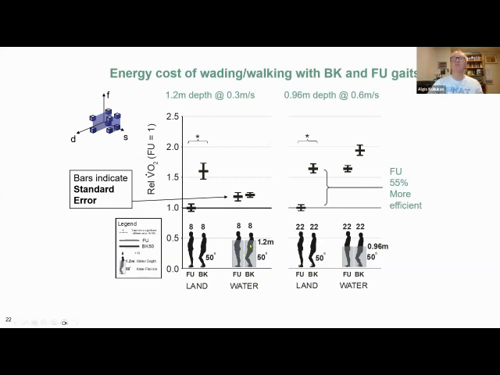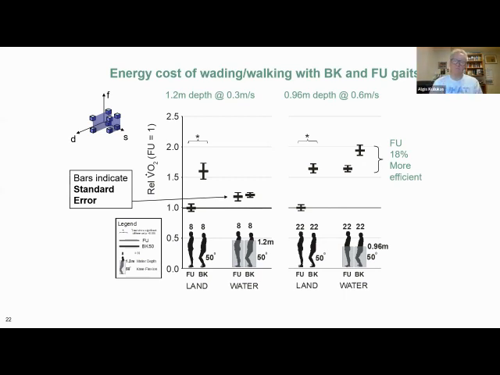But look at this: in very deep water, 1.2 meters, there was no difference at all. And at shallower depths, there was again the 55% increase on land, but in water, it went down to 18%. So not much difference. Clearly the water is cushioning this inefficiency. Bent hip, bent knee gait makes no sense on land, but it could make sense in water.